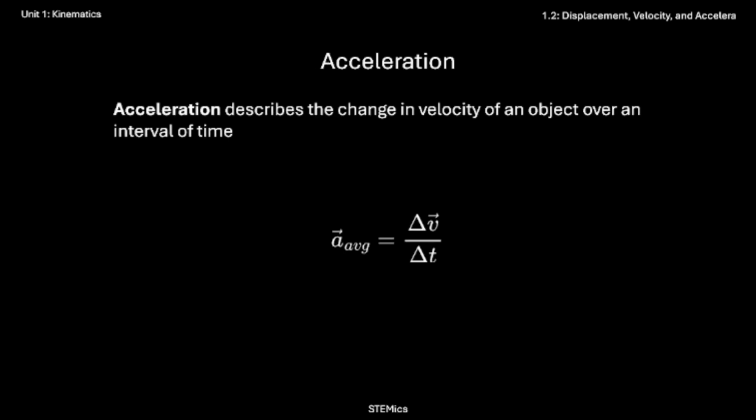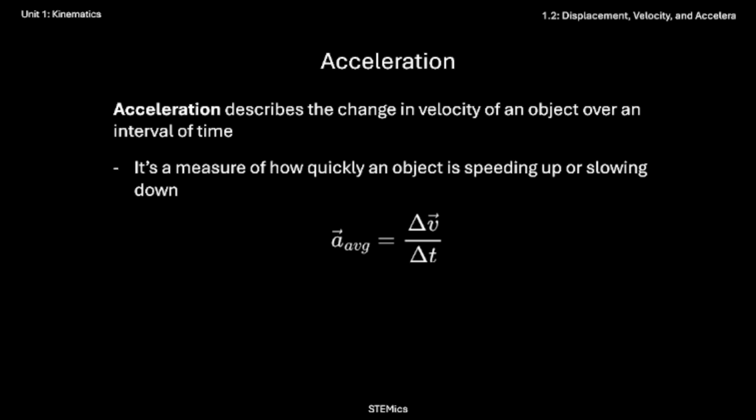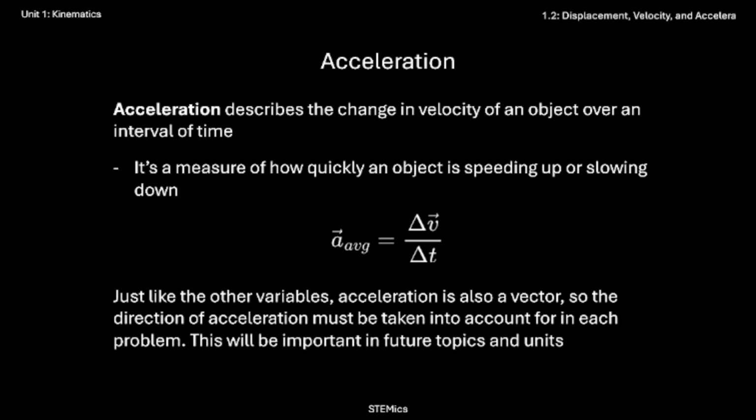So now we have acceleration. It's the change in velocity of an object over an interval of time. So it's a measure of how quickly an object is speeding up or slowing down. And just like other variables, it is a vector quantity. This variable, acceleration, is going to become pretty important in later topics, but the direction of acceleration must be taken into account for each problem. You will especially need to know this for unit 2, actually all units pretty much.